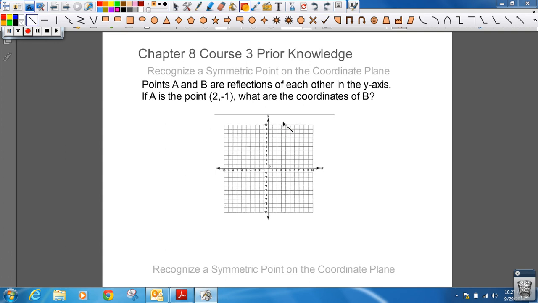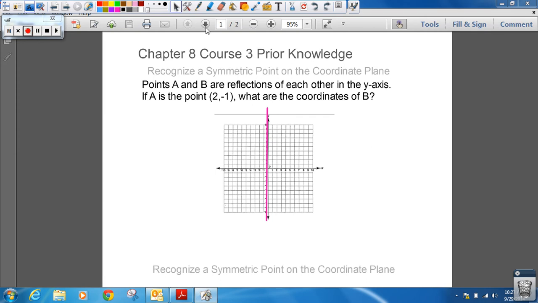So if I go ahead and draw the y-axis in here, just so that you can clearly see it. Let me try that again. That is your y-axis. And it then says if A is the point (2, -1), so that's 2 to the right, down 1, and you will want to make sure you always label your points for this chapter.